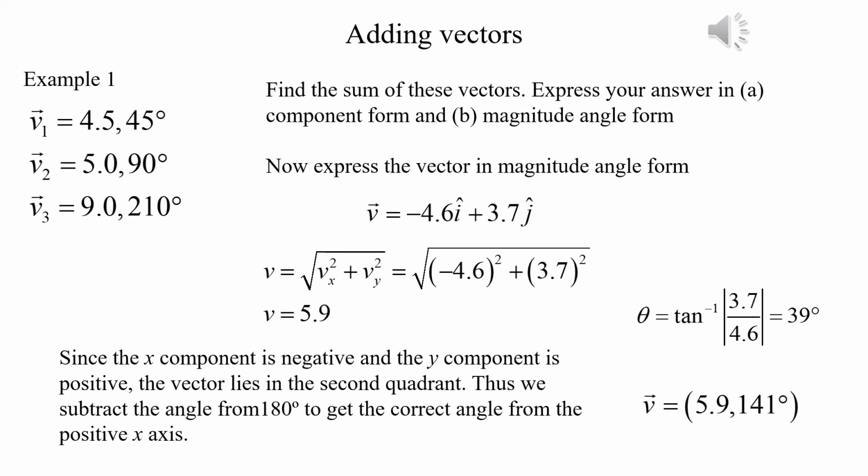Now, looking at the vector components, I see the x component is negative, the y component is positive, so it lies in the second quadrant, and the 39 degrees is then going to be above the negative x-axis. So my vector has a magnitude of 5.9 and it points in a direction 39 degrees above the negative x-axis. To reference it from the positive x-axis, I take 180 degrees minus 39 and I get 141 degrees. So the answer for part B, my vector in magnitude angle form, is 5.9 at 141 degrees. That's shown in the lower right of the slide.